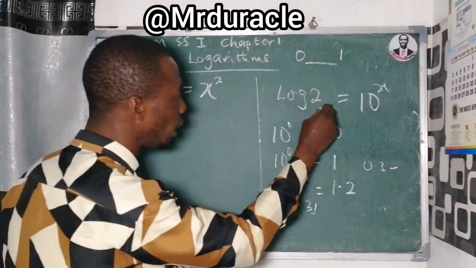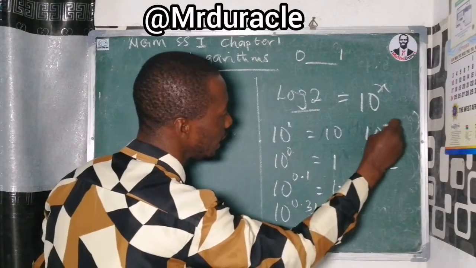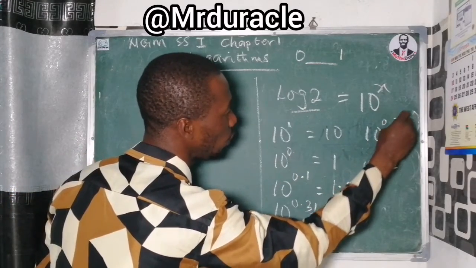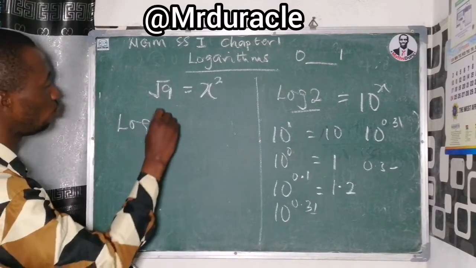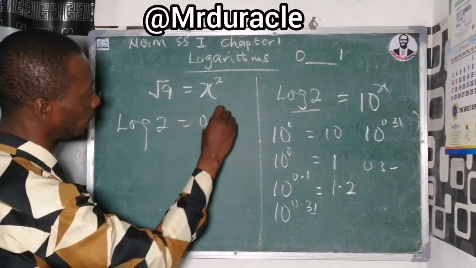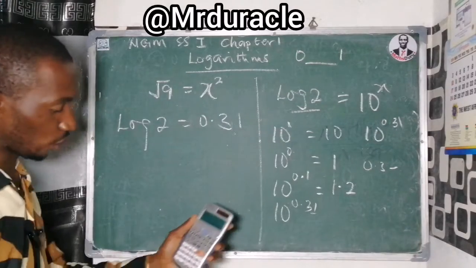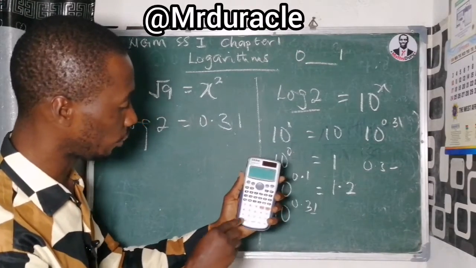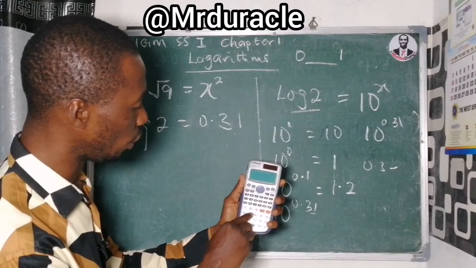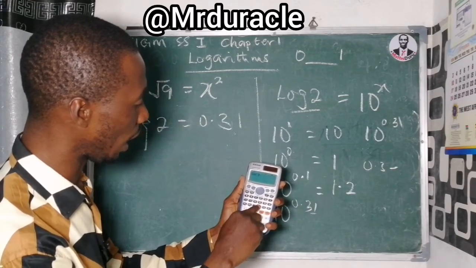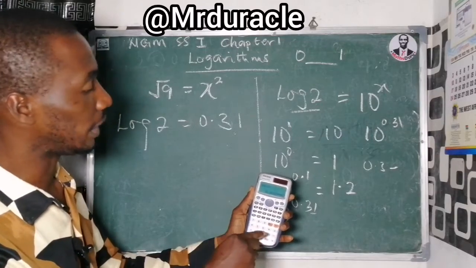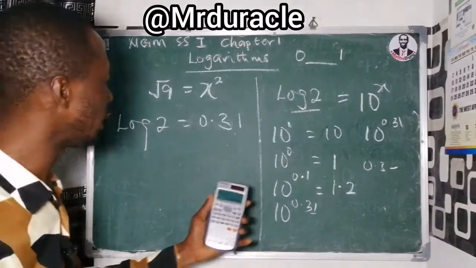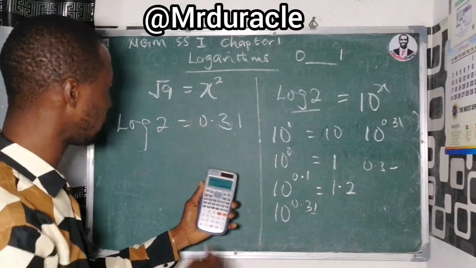Now, the idea of log is the index. So 10 index 0.31 is 2. So when you are asked to find log 2, it is around 0.31 something. Now, let's go directly. If I punch my calculator, say I'm looking for log 2, see what will happen. It must be around 0.30. Are you seeing it now? 0.30. So it means I'm correct.